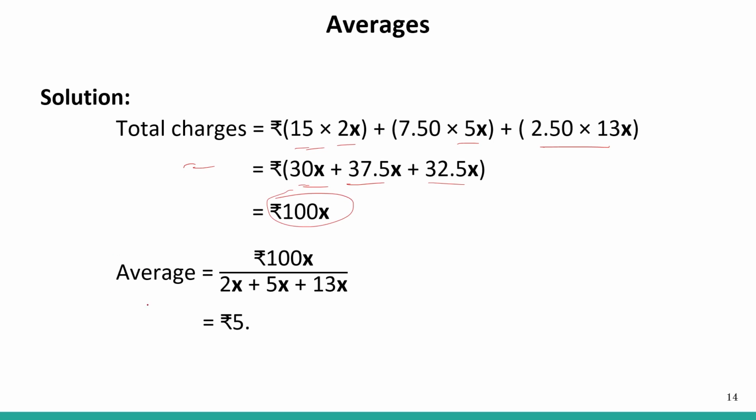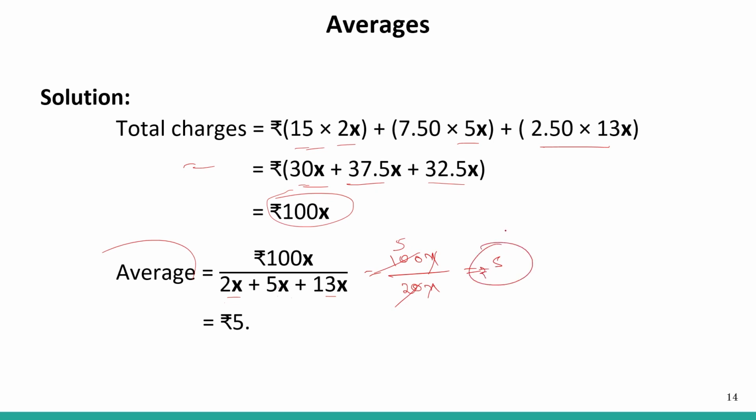How do we calculate the average? We take the numerator as the total charges and the denominator as the total number of people, which was assumed to be 2x, 5x and 13x on the first, second and third day respectively. So it will be 100x by 2x plus 5x, which is 7x, plus 13x, which is 20x. So x cancels out. 100 by 20 is equal to 5 rupees.